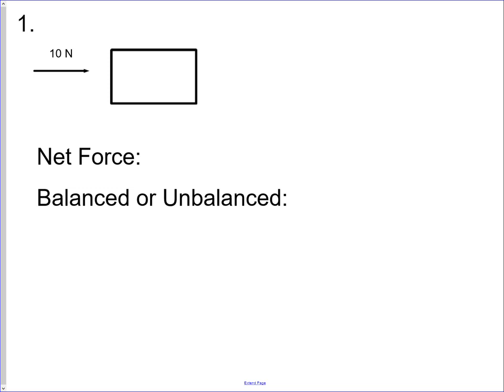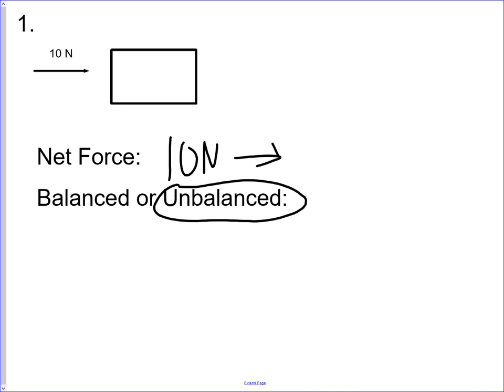Our first example, we have 10 newtons. The arrows are telling us what force is being acted upon the box. We have 10 newtons, and the direction of the arrow is going to the right. As we can see, there are no other arrows and no other forces acting on this box. So our net force would be 10 newtons, and when we do net force, we always want to add the direction. The direction would be to the right. Then we have to determine if it's balanced or unbalanced. If there's movement, if there's a net force, that means it is unbalanced.